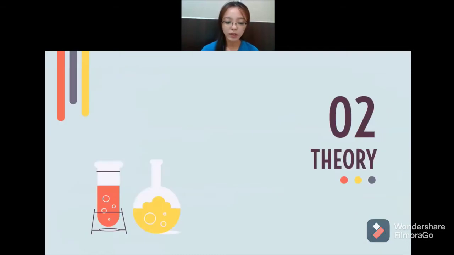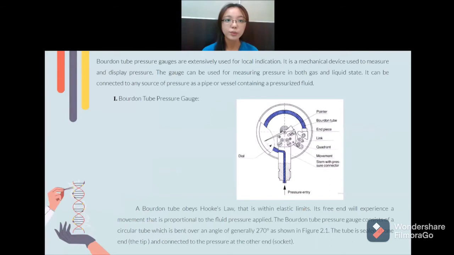Next, we want to move to the second part, which is about the theory. Bourdon tube pressure gauge is a mechanical device used to measure and display the pressure. The gauge can be used for measuring pressure in both gas and liquids. This picture shows the Bourdon tube pressure gauge. A Bourdon tube obeys Hooke's law, that is, within elastic limits, its free end will experience a movement that is proportional to the fluid pressure applied.